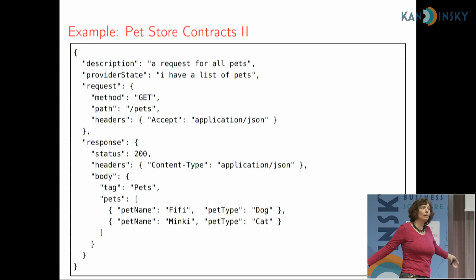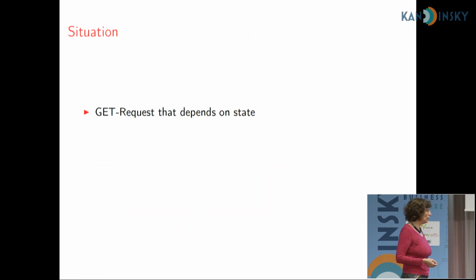Where does this data come from? I cannot see this here, right? I only say, yeah, there should be some pets. And then all of a sudden, my response must be very specific because this is what gets compared by these tools. And that somehow doesn't really fit together, you know? And so the situation here is that we have a GET request that now actually depends on the state.